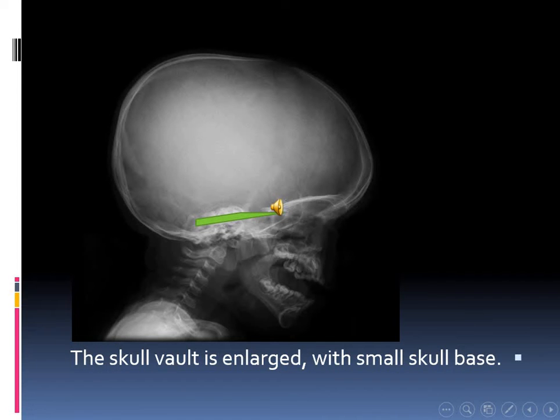First of all, this lateral X-ray of a child, a known case of achondroplasia, shows that the abnormality is in the skull shape. The skull shape looks abnormal because the skull vault is enlarged and there is a small skull base. The green line shows the area of the skull base, which is relatively small in regard to the other part of the skull.